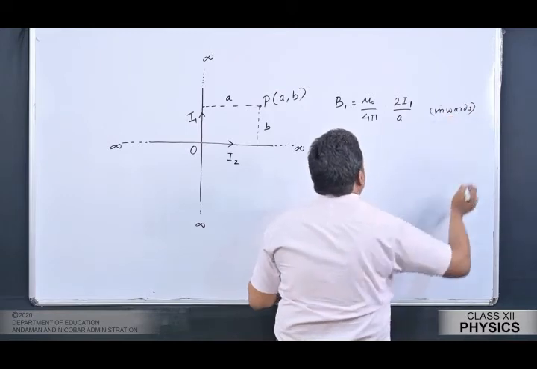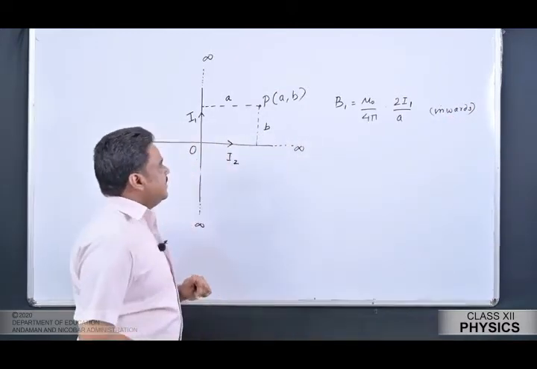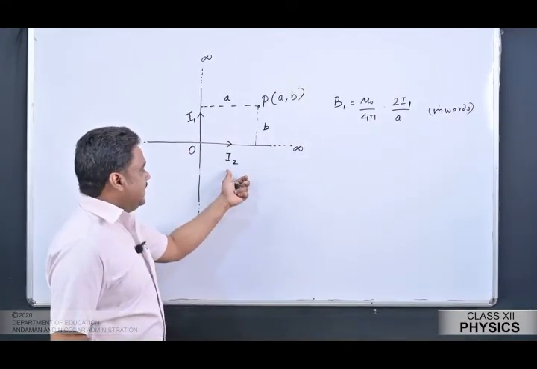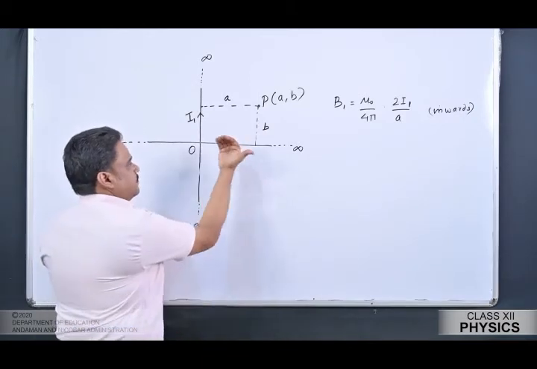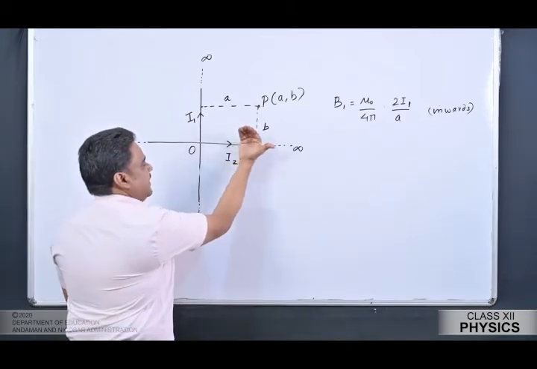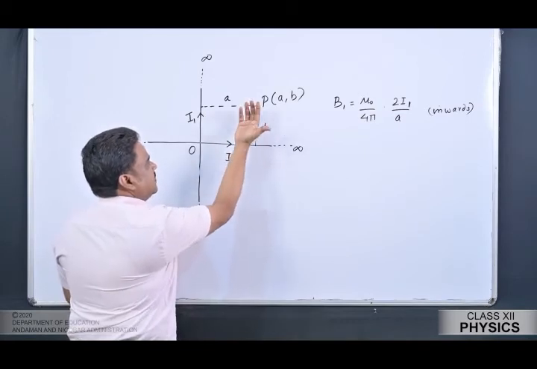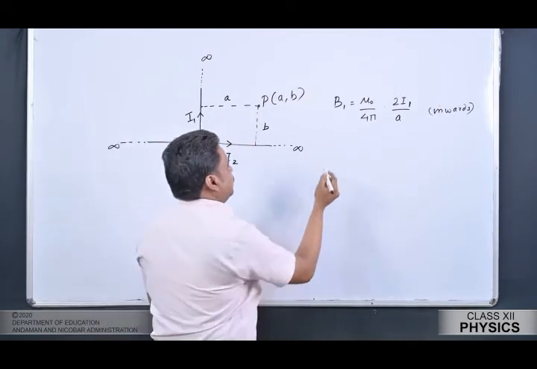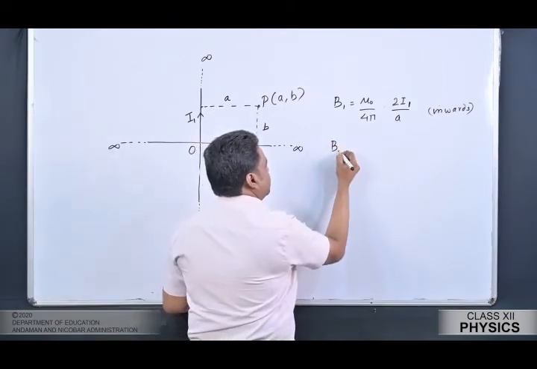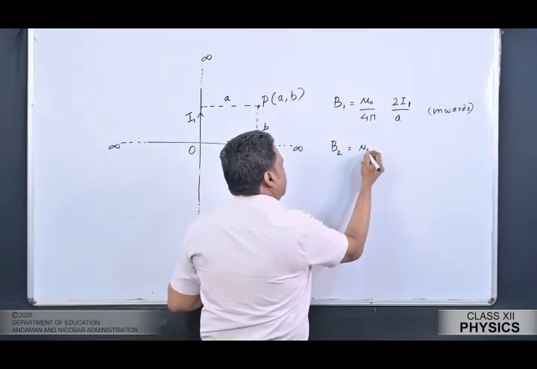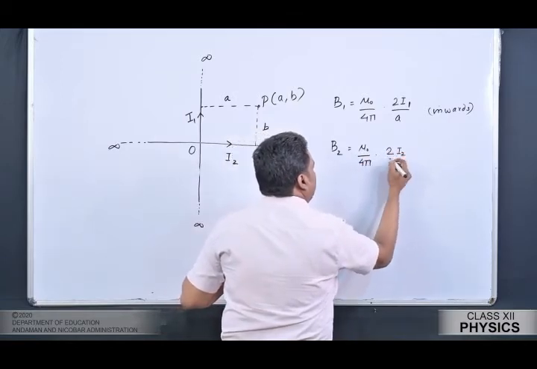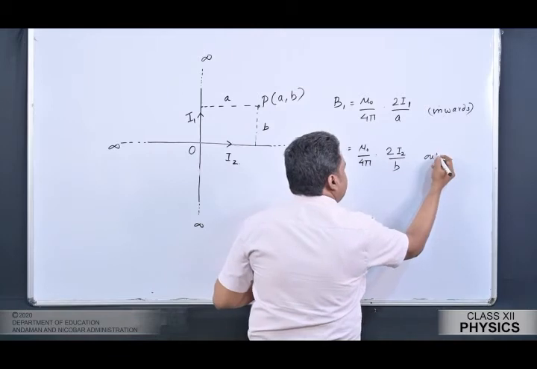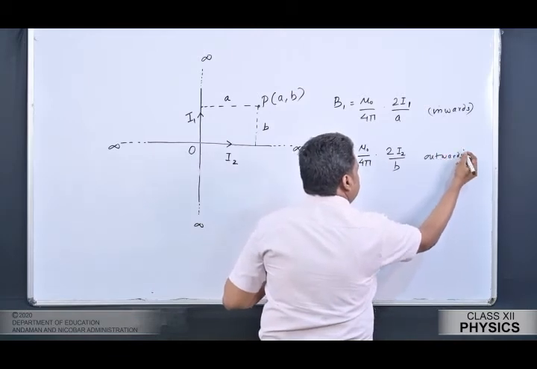Similarly, let us get into the direction of the magnetic field due to the flow of current I2. We can check. The thumb indicates the direction of flow of current and the fingers give the direction of magnetic field, and you can see it acts outwards. So I can write B2 is equal to mu naught by 4 pi 2I2 by B, and it acts outwards.